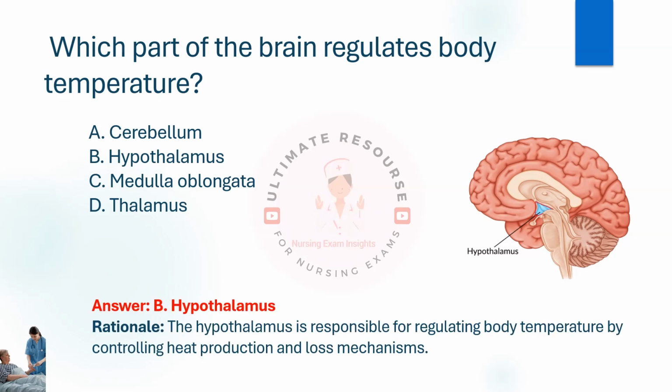Hypothalamus. The hypothalamus is responsible for regulating body temperature by controlling heat production and loss mechanisms.